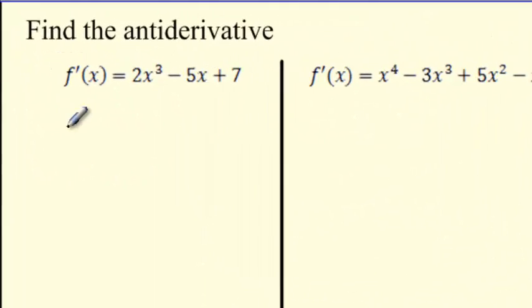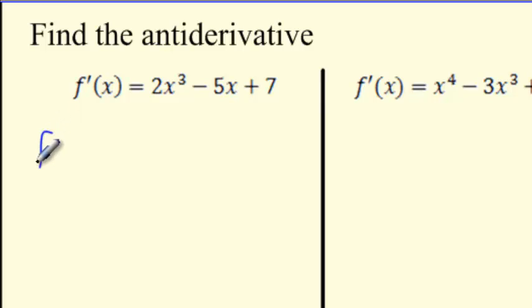So let's do the antiderivative. So I have f prime. I want to find f. That's my goal. So I'm going to go ahead and bump it up 1. So that's the rule. We're going to bump it up to 4. Then I'm going to divide by 4. So this will be 2 divided by 4.